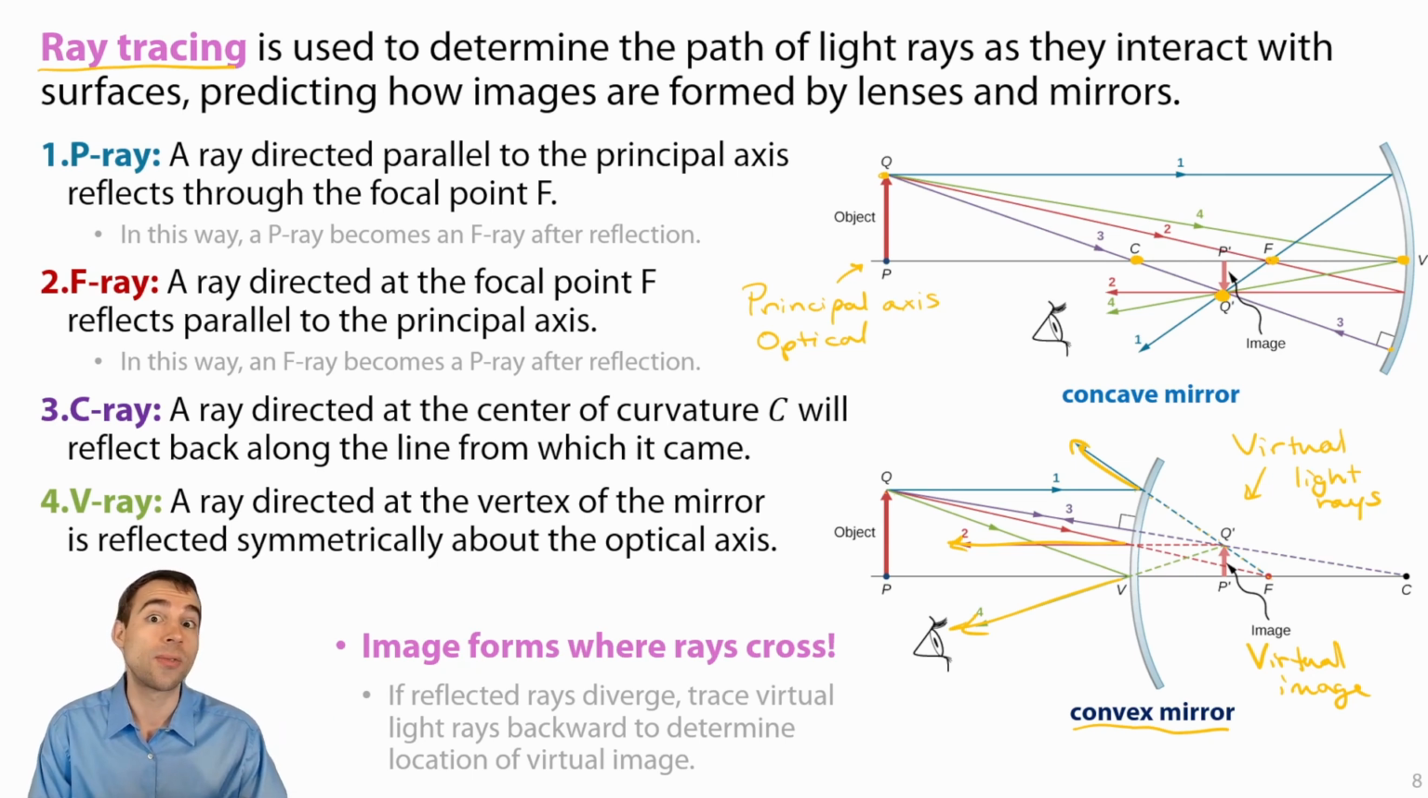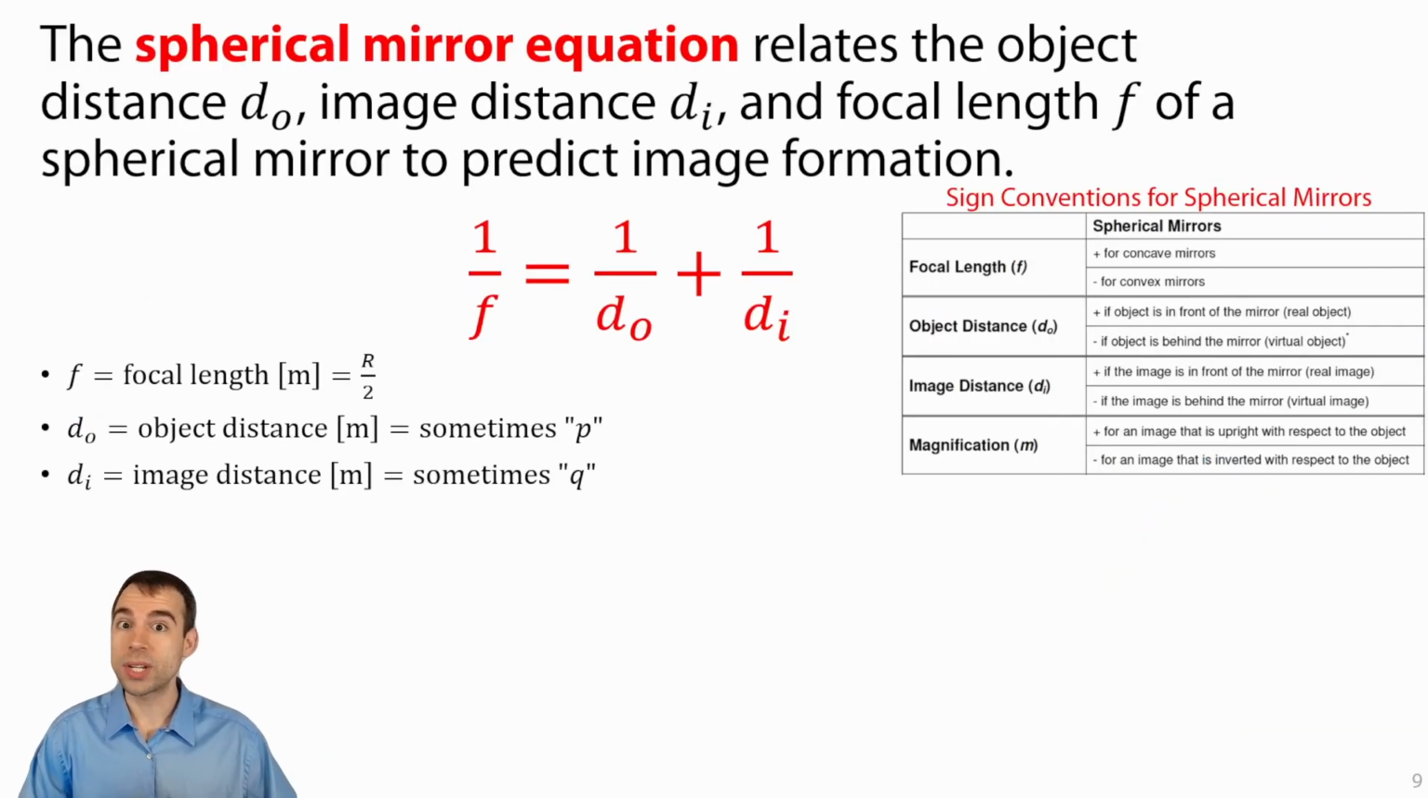And when we trace our virtual light rays backward, we do see that those dashed lines converge to one point, forming an image at that point where the light rays cross, and this would be a virtual image. While ray tracing can be used to geometrically predict where images will form, we can also use equations.